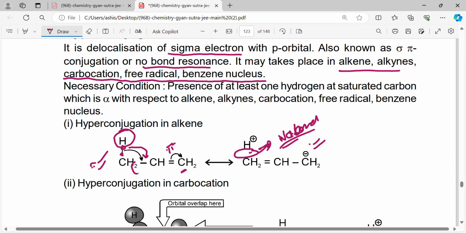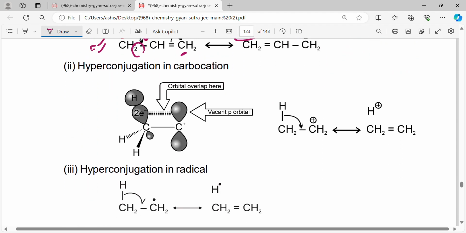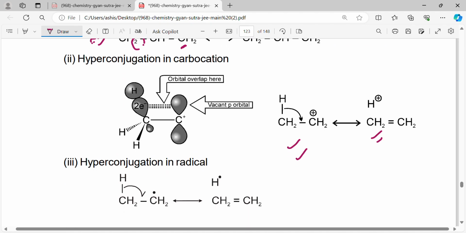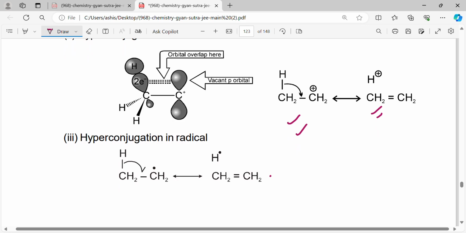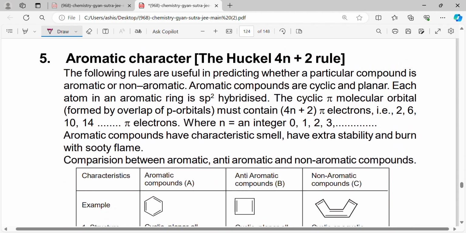Actually it can make another two structures, so a total of three structures can be formed, because if this one H makes no bond resonance, then these two bonds can also make no bond resonance. So three structures can be formed. Hyperconjugation in carbocation is also possible, like in this way. Hyperconjugation in radical is also possible, just like in this way.